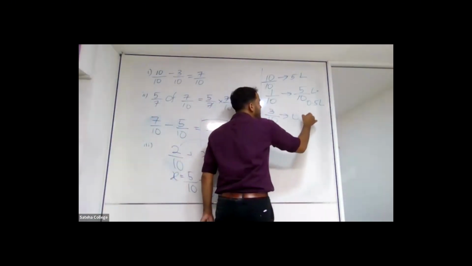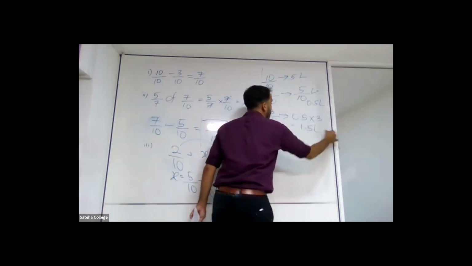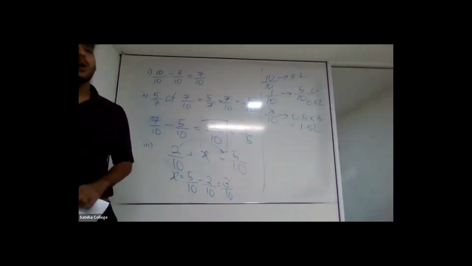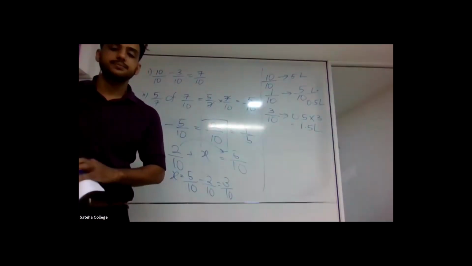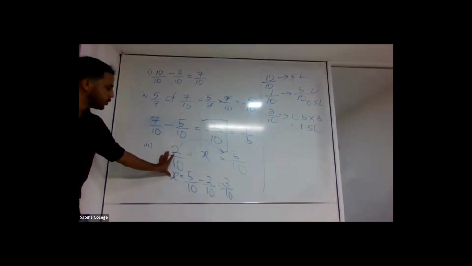So if 1 part is 0.5 liters, multiplied by 3, 0.5 into 3, that is equal to 1.5 liters. Is that okay? Right. I'll repeat again, Roman number 2.